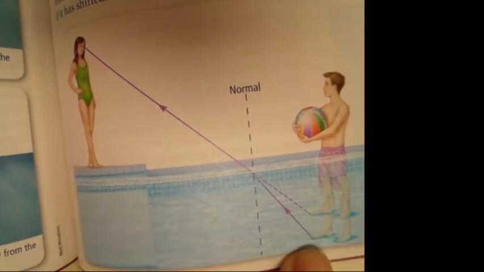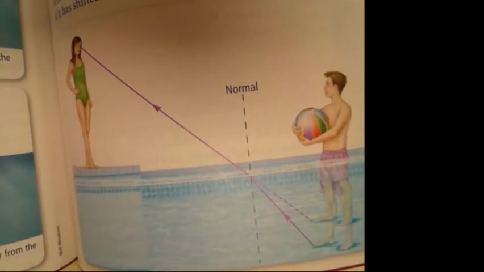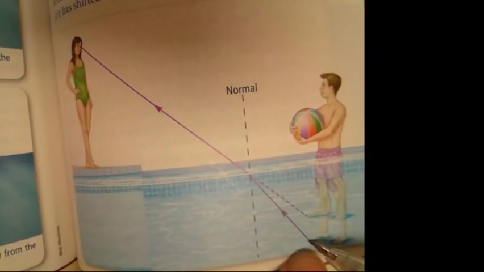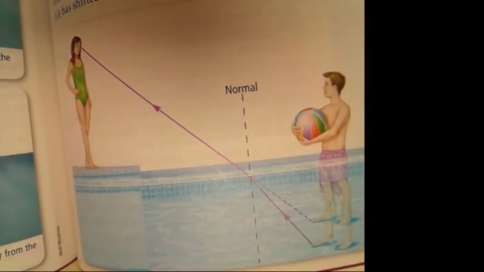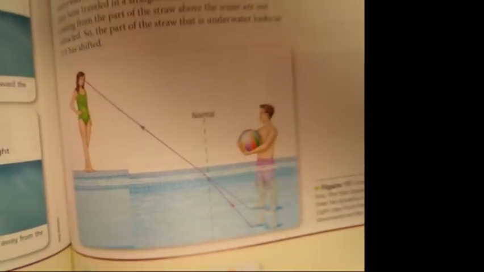That is the same principle behind a fish. A fish will actually be in this area when he appears to be here. So you're actually going to have to shoot up here in order to be able to hit the fish instead of down below it. That is covering reflection and refraction.